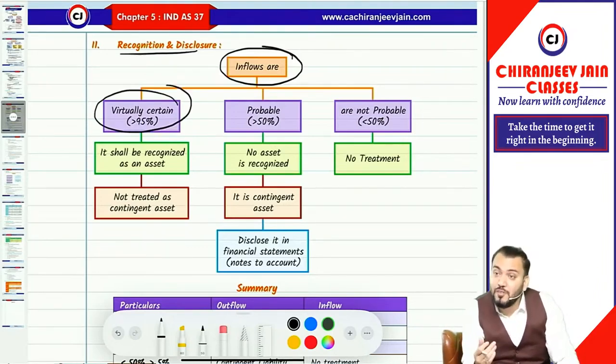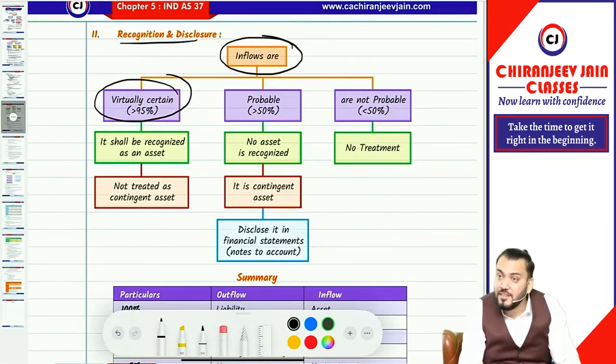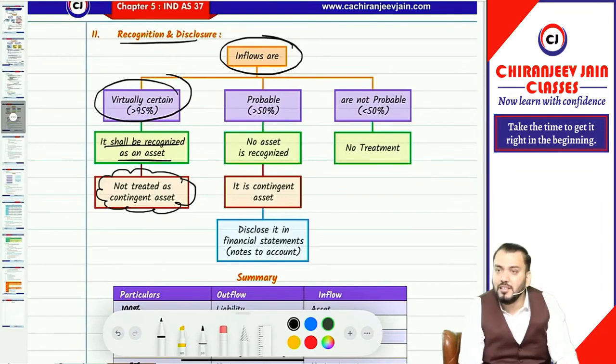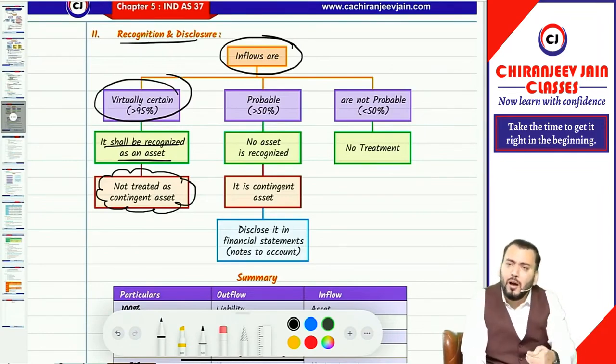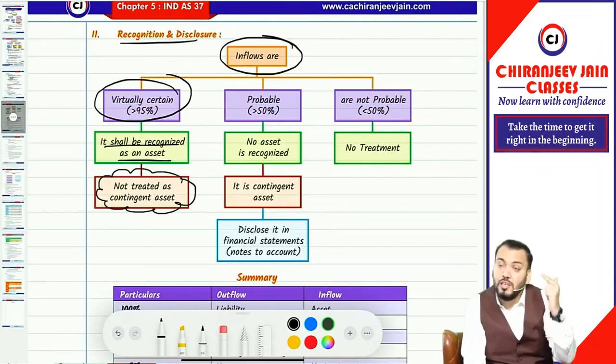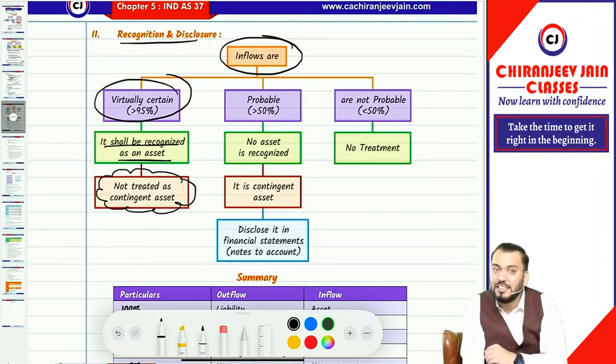If inflows are virtually certain, then it is not a contingent asset, it is an asset only. So recognize it as an asset. There is no need to disclose it as a contingent asset. Understood? If inflows are certain, then no doubt, it will be an asset. Doubt will come when inflows are virtually certain, meaning chances are more than 95%. Then also it will be recognized as an asset.